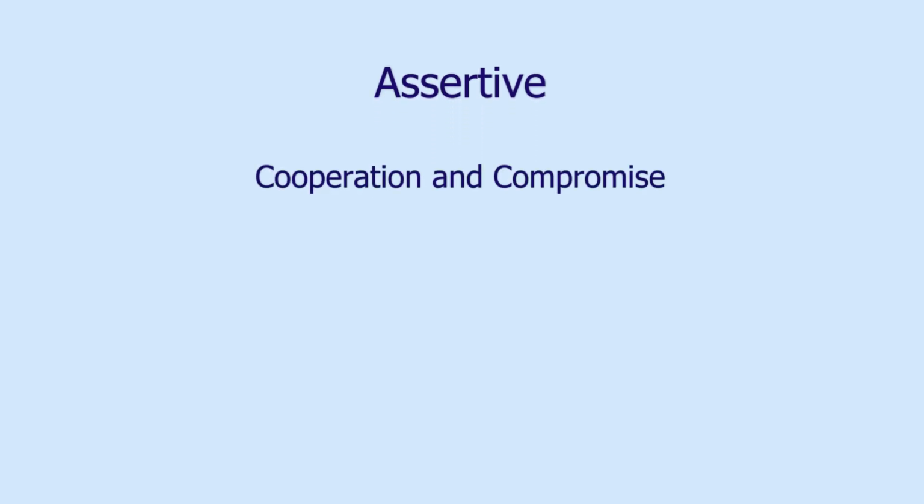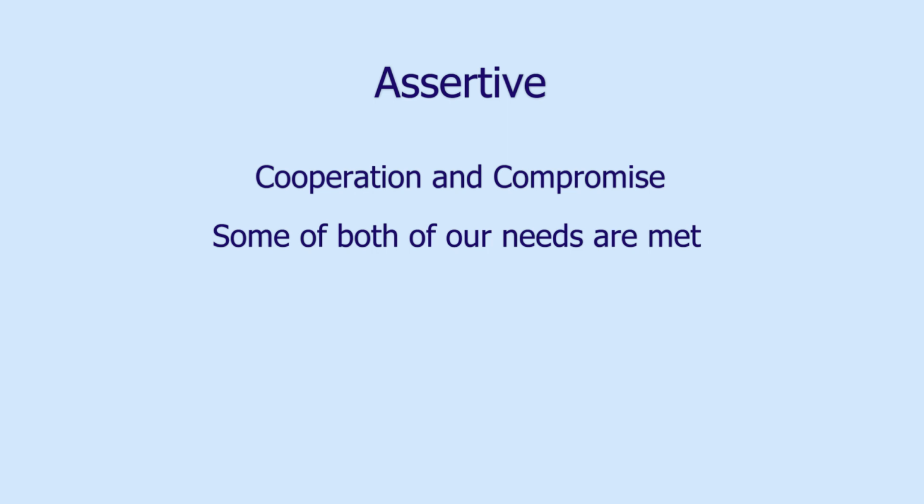Between these two extremes is assertive behavior. The goal of assertive behavior is to resolve conflicts in a way that is satisfying to both you and others. You compromise so that both your needs and those of the other person are met, at least in part.